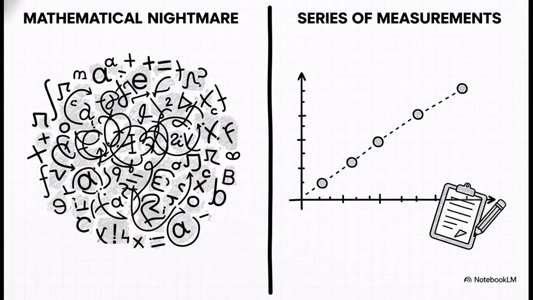And this isn't just a niche problem, this pops up everywhere. Maybe the formula for our curve is just a complete mathematical nightmare, or, and this is way more common, maybe we don't even have a formula to begin with. All we have is a bunch of data points, a series of measurements from the real world. What do you do then?